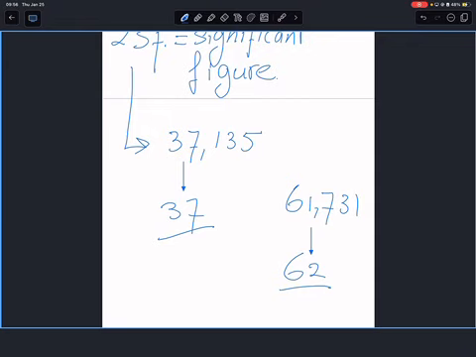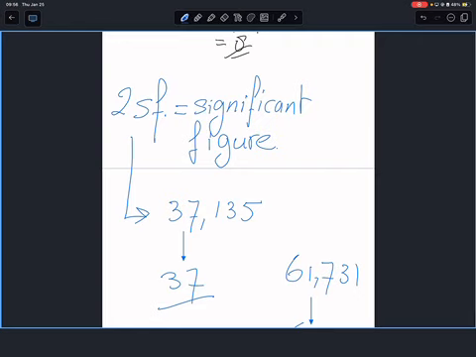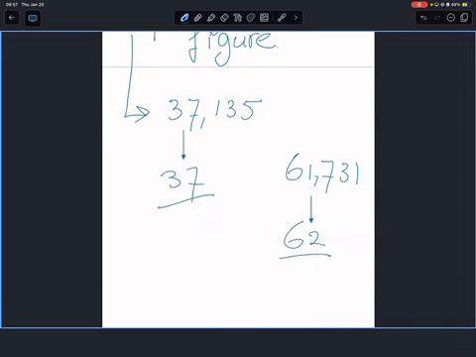So that is something I noticed in tests. We confuse significant figures with decimals. This is chapter 1. Decimals are not significant figures.